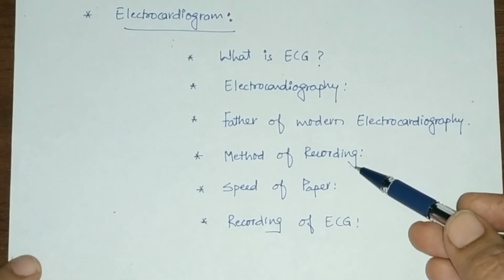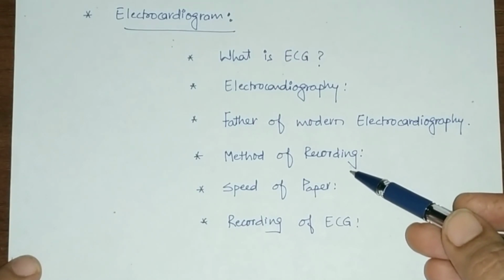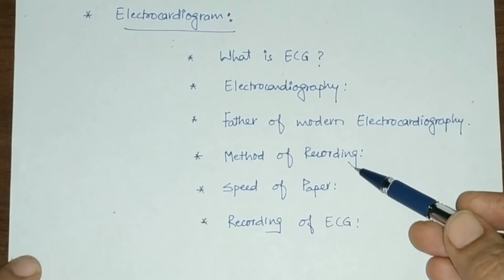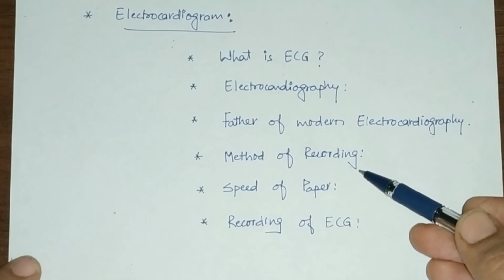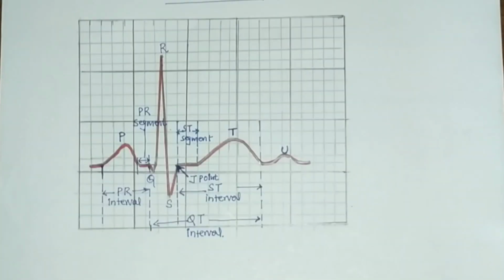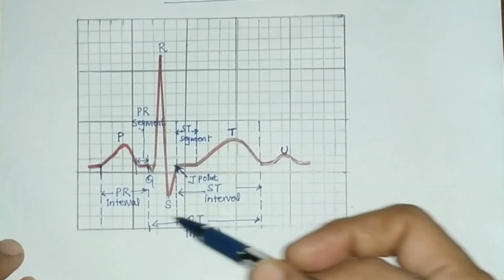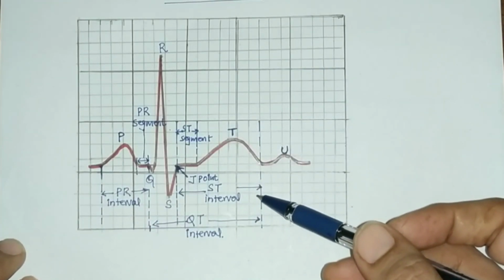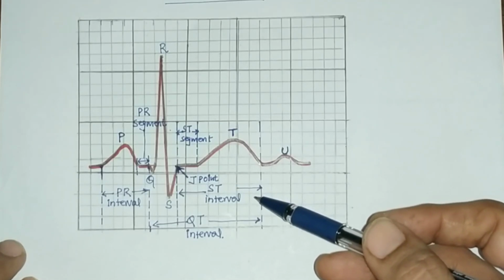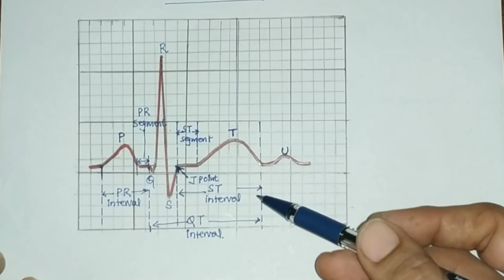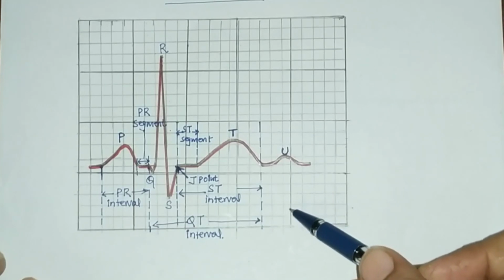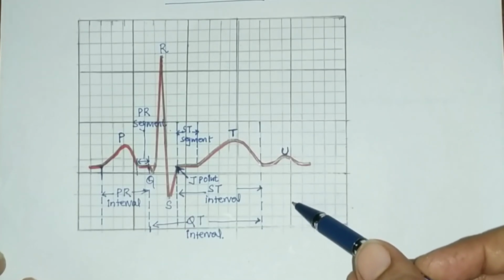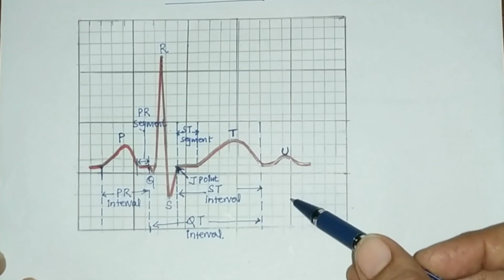This ECG paper is a strip which is like a graph paper and it contains vertical and horizontal lines, and these lines are 1 millimeter apart. You can see this kind of graph paper in the ECG. As we have discussed, it contains vertical and horizontal lines 1 millimeter apart. So each small square is 1 millimeter by 1 millimeter.